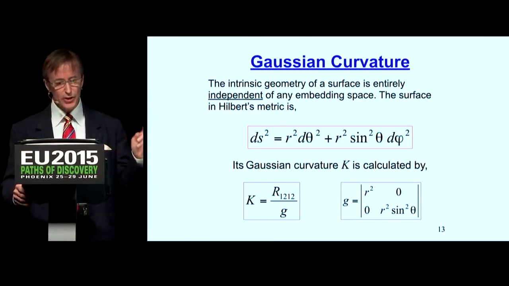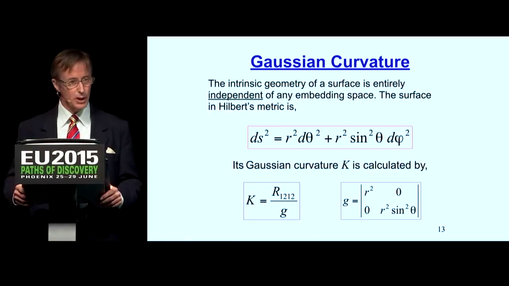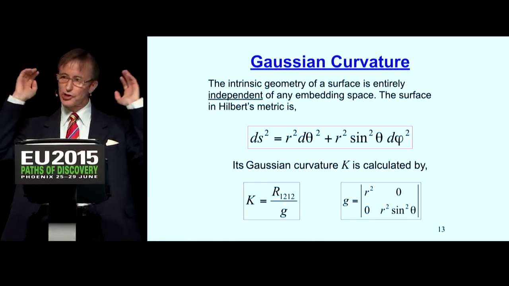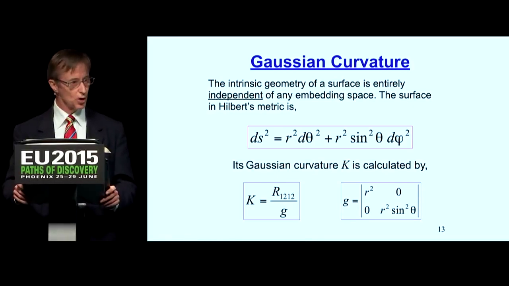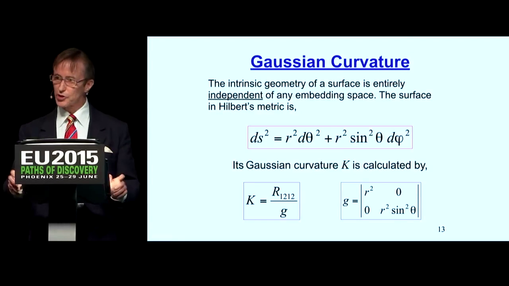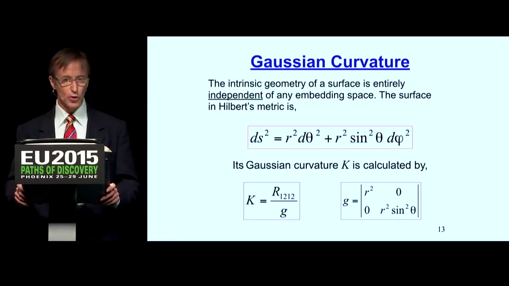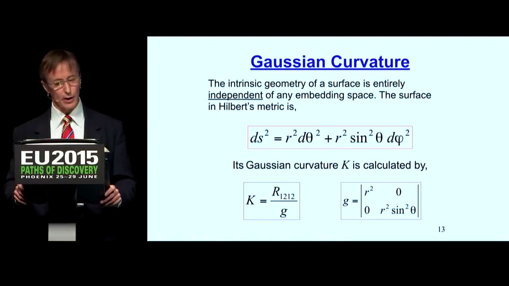The intrinsic geometry of a surface is completely independent of any embedding space. So if you take the surface, it's two-dimensional, you stick it in a three-dimensional space, it doesn't matter what kind of space, the intrinsic geometry of the surface is unaltered. In other words, we can talk about the intrinsic geometry of the surface with total disregard to any embedding space. We don't need it. Gauss proved that.